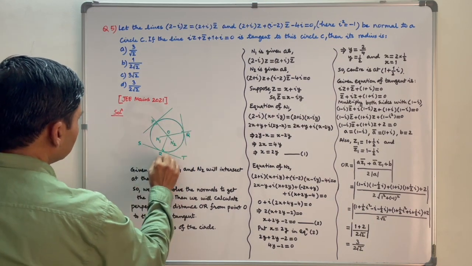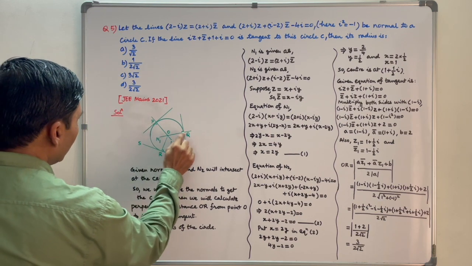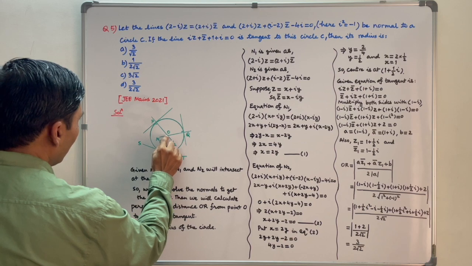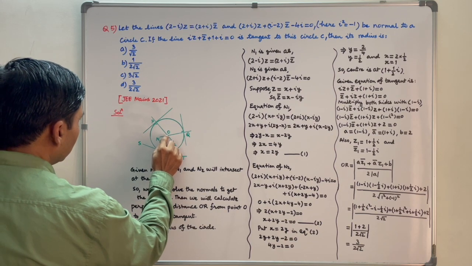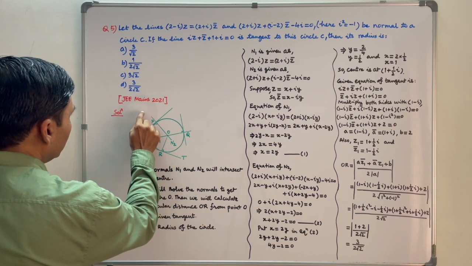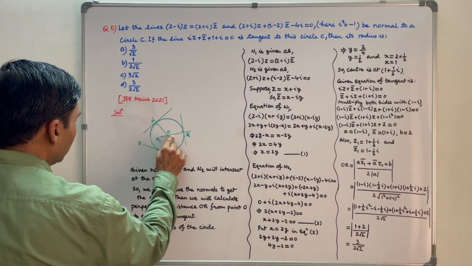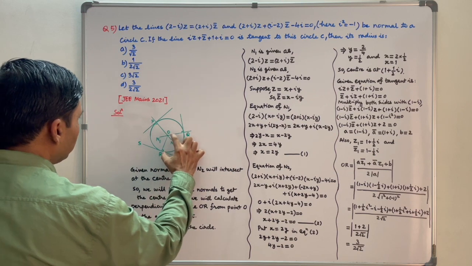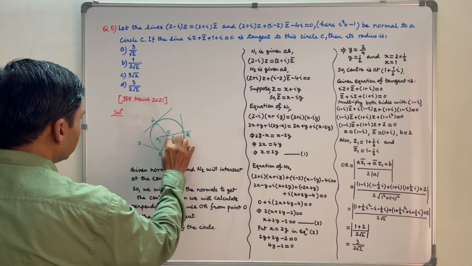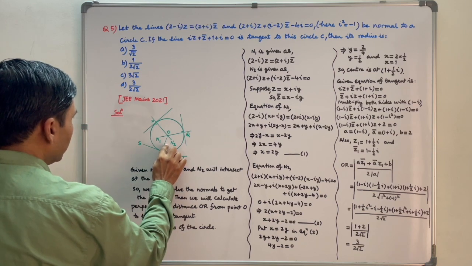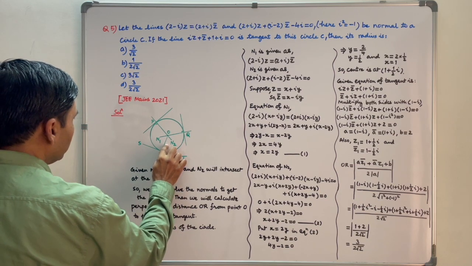Suppose this is the given circle C. PO and QO are two given normals. They intersect at O, which is center of the circle. So first we will solve the given normals PO and QO to get center of the circle. Then we will calculate the perpendicular distance OR between the center of the circle and the given tangent. This perpendicular distance OR will be radius of the circle.